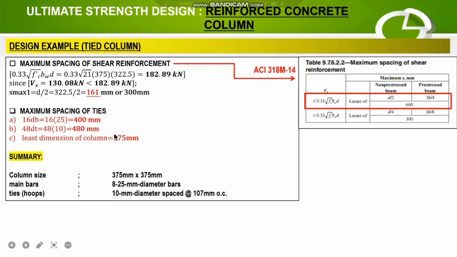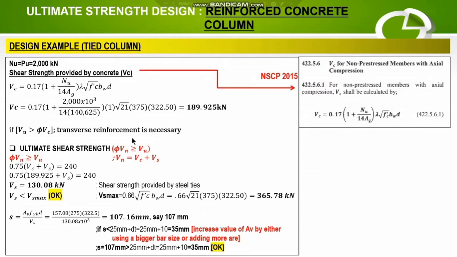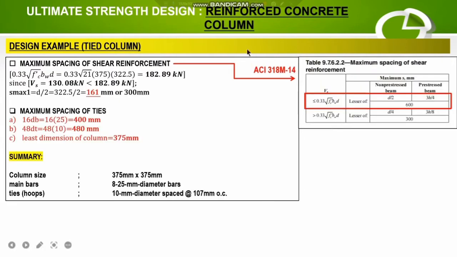So therefore 375 prevails. So for the summary, our column size is 375 mm by 375 mm since it is a square tied column. Then our main bars, we had already solved for the 8, 25 diameter bars, and for our ties or hoops, we use 10 mm diameter spaced at 107 mm on center. So we use the spacing of 107 mm on center because it is the smallest value that we have solved based on the shear requirement.